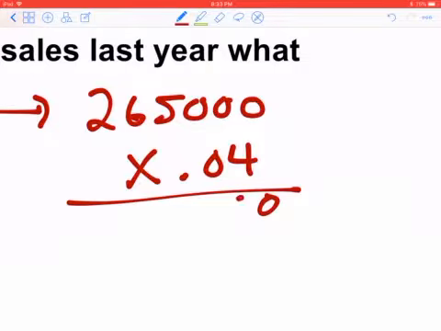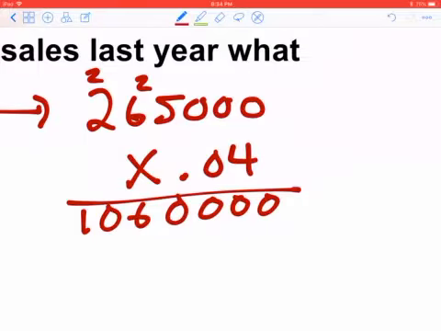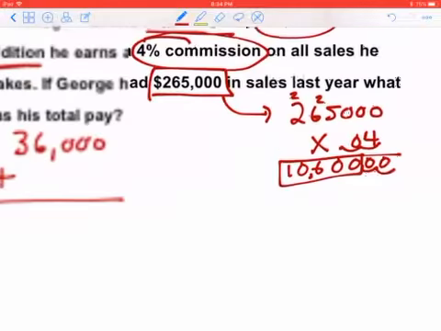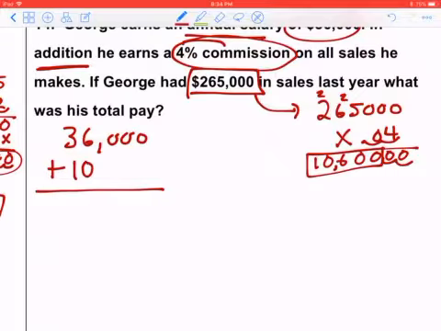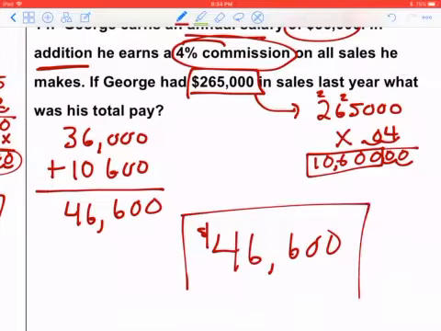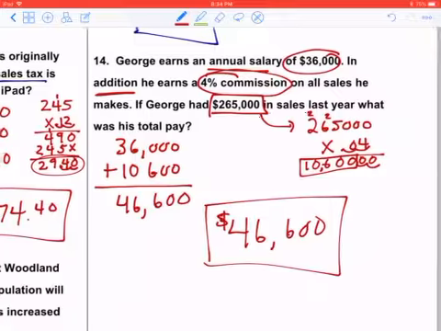So 0, 0, 0. 5 times 4 is 20. Carry the 2. 4 times 6 is 24, plus 2 is 26. And 2 times 4 is 8, plus 2 is 10. 1, 2, 1, 2. So he makes an extra $10,600 in commission. So $10,600 in commission means that at the end of the year, he makes $46,600. So $46,600 in that year.